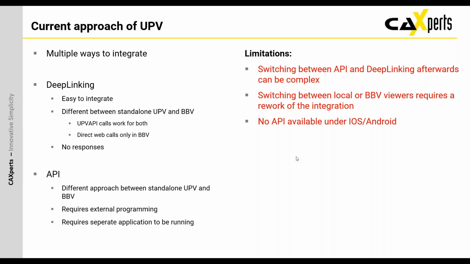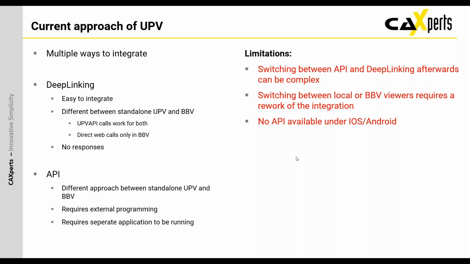Further on, we have the API. The API is way more extensive than the deep linking. So we now have the options to get attributes back from UPV, but this comes at a point where we have different approaches between a standalone UPV and a browser-based viewing UPV. It also requires external programming and a separate application to be running in the background.